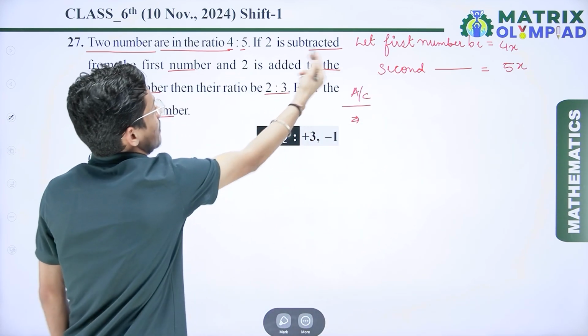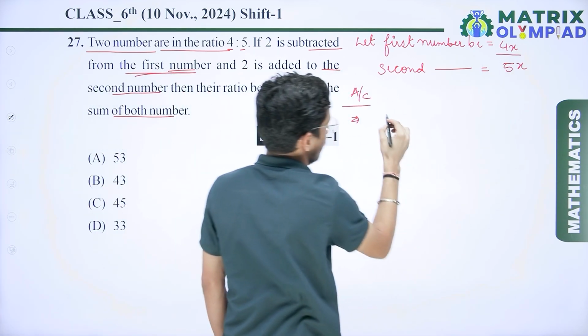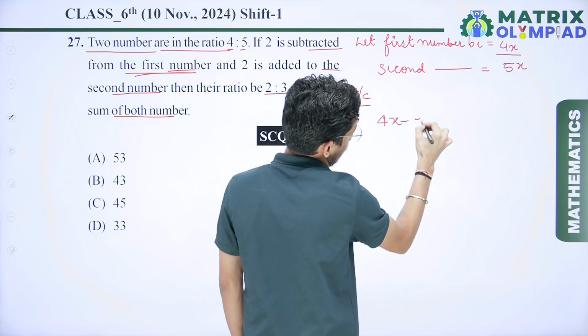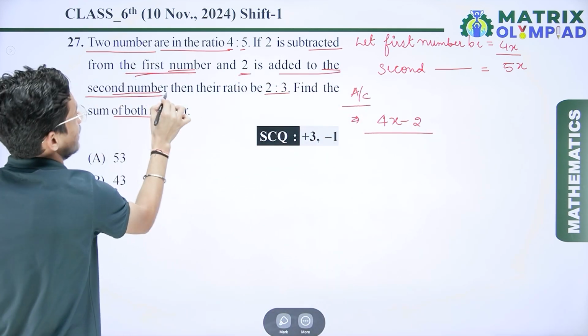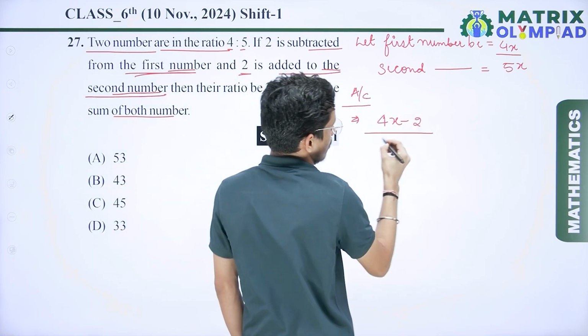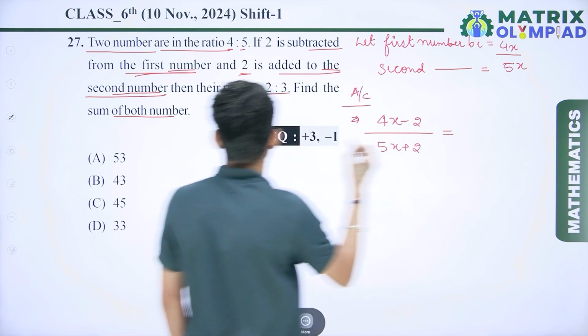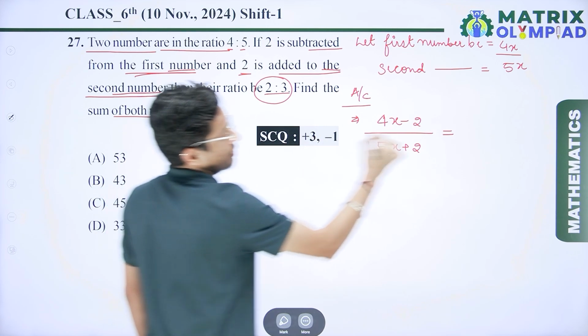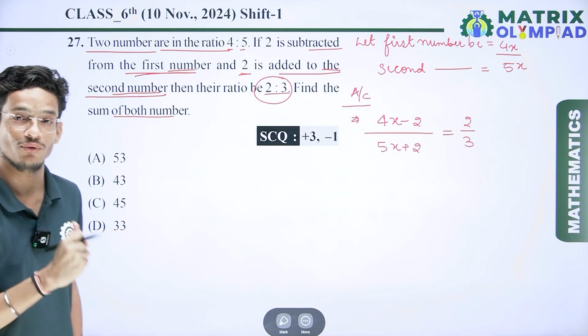if 2 is subtracted from the first number, so here we have the first number, that is 4x. So if I subtract here, 4x minus 2, and 2 is added to the second number, we have 5x. So if I add here 2, the ratio becomes 2:3. So first we have to find the value of x.